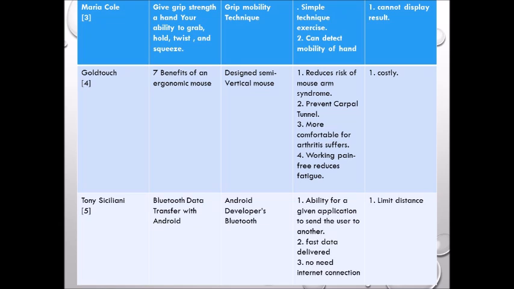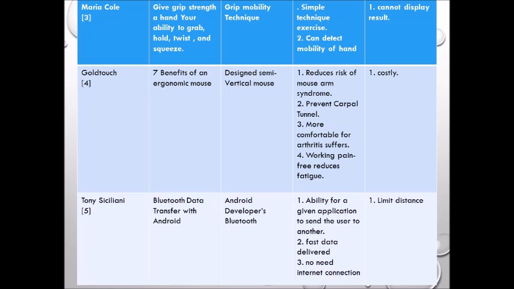Lastly, from Tony Ciciliani, it uses Bluetooth data transfer with Android. The advantages are the ability for a given application to send the user to another, fast data delivery, and no need for an internet connection. The disadvantage is limited distance, which is under 3 meters.